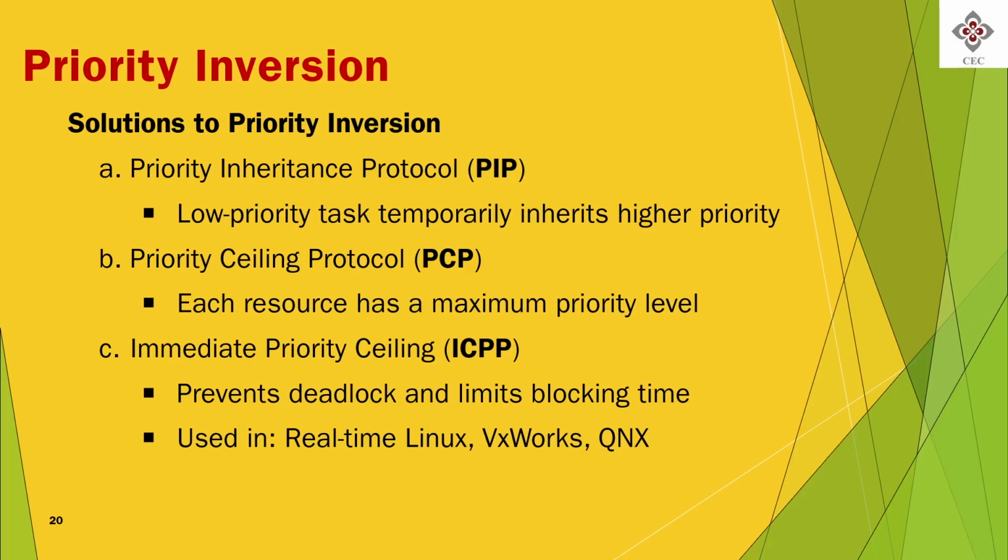The second is the priority ceiling protocol. It says that this resource should have a maximum priority, it should not cross beyond this priority level. This is called the ceiling protocol, and ICPP is the immediate priority ceiling protocol, which is a very stringent protocol, which prevents deadlock and limits blocking time. It is used in all the operating systems which have real time constraints.